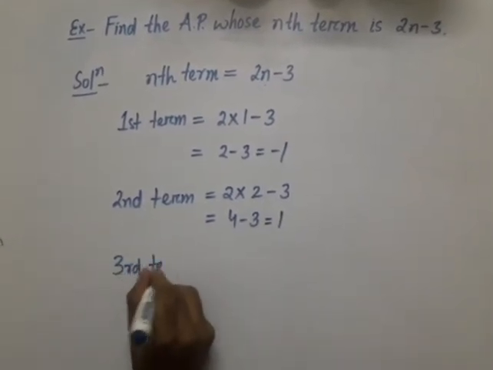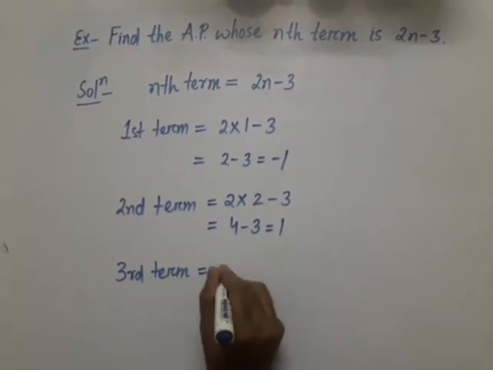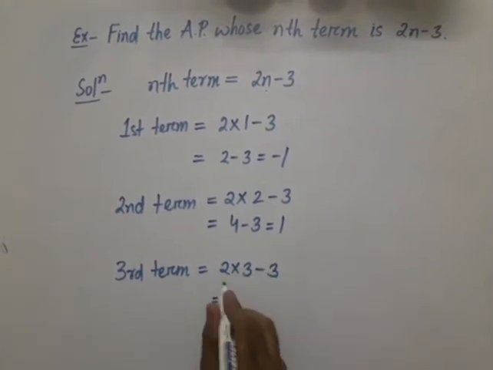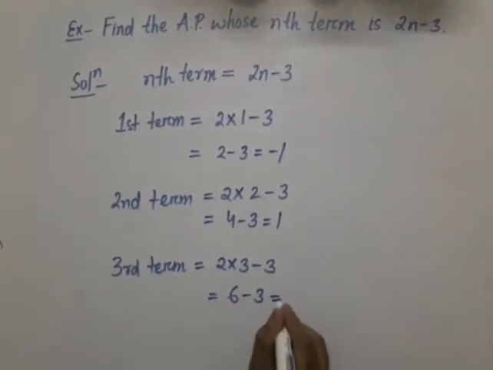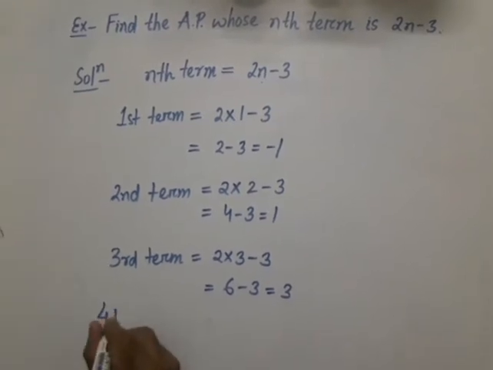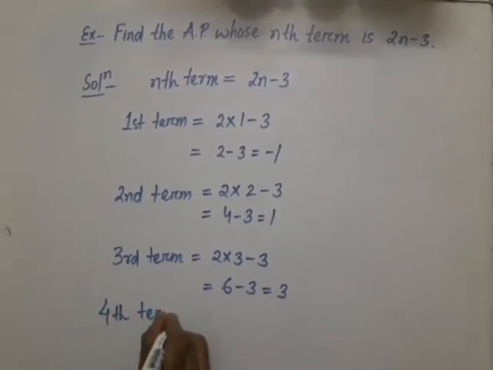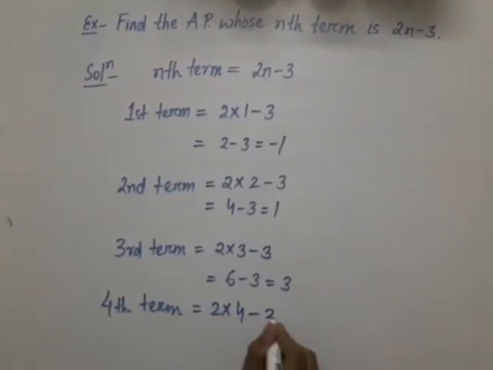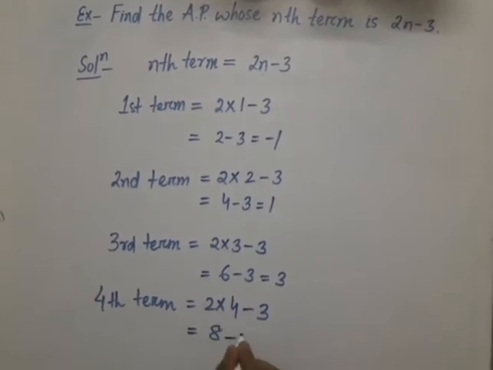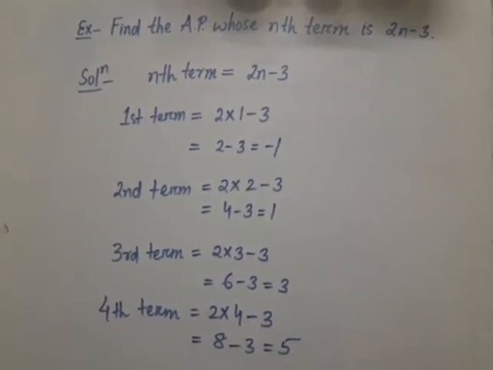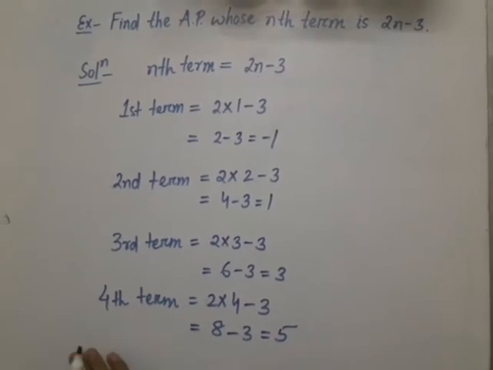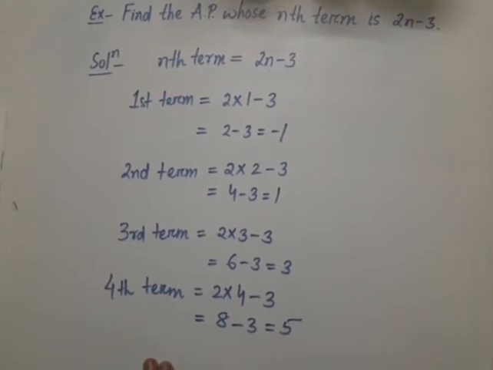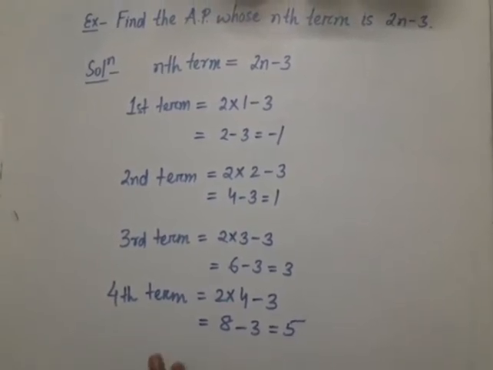Third term is equals to 2 into n is equals to 3, minus 3. 2 3s are 6 minus 3 is equals to 3. Fourth term, we have 2 into, in place of n we will write 4, minus 3. 2 4s are 8 minus 3, which is equals to 5. So like that you can do up to 5th term, 6th term, 7th term and so on. But from the exam point of view we will only do 4 terms. Okay, 1, 2, 3 and 4.